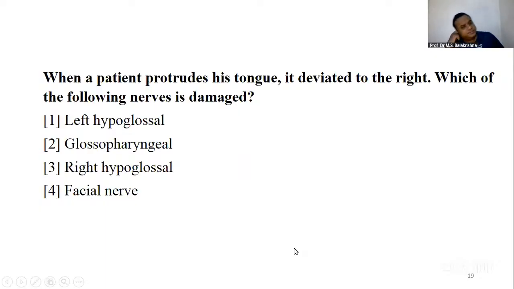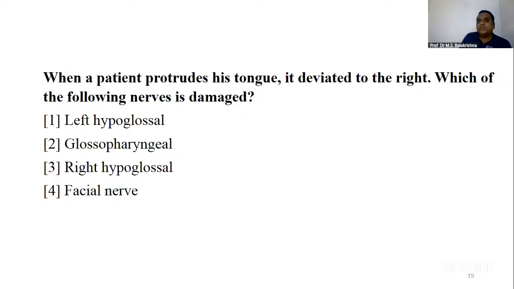Next question. When a patient protrudes his tongue, the tongue is deviated to the right. It should not deviate, it should be straight. Protruded to the right. So which of the following nerves is damaged? Left hypoglossal, it's going to the right. So left hypoglossal or glossopharyngeal nerve, or right hypoglossal or facial nerve.